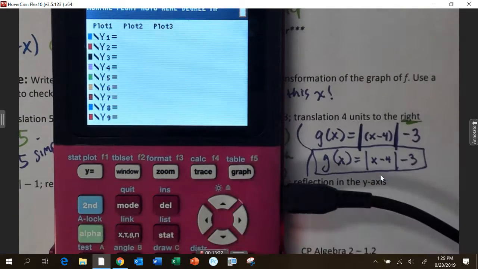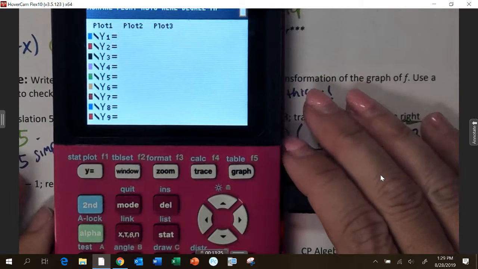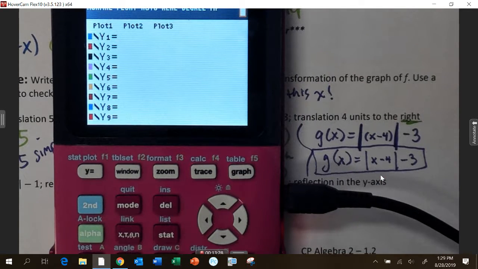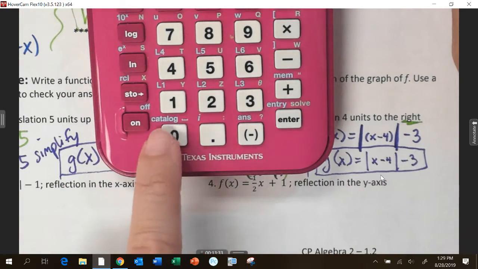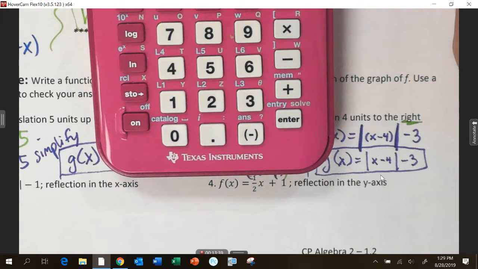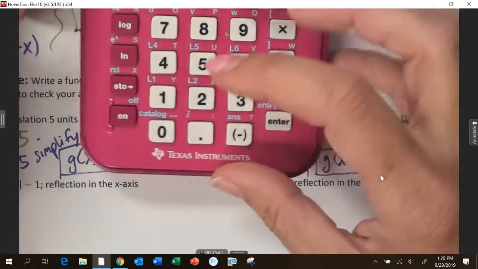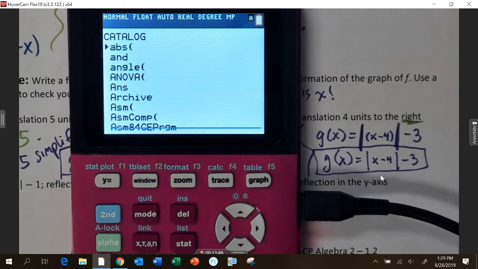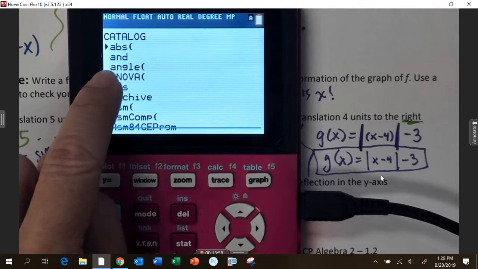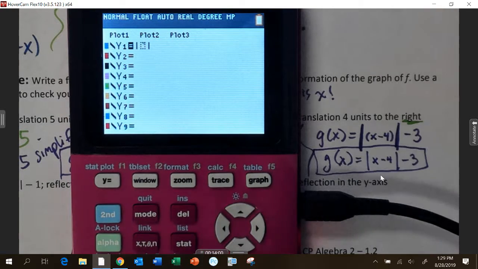So there are 2 ways we can find it. One way, if you don't know where it is, you can always use the catalog. The catalog is at the bottom, it's second 0. Do you see it has the word catalog? That's everything in alphabetical order. So if you do second catalog, absolute value is the very first thing that pops up because it's an A. That's normally where I find it because it's pretty fast. If you find it there, you see how it has a little arrow there? I'm going to hit enter, and it puts the absolute value in there.